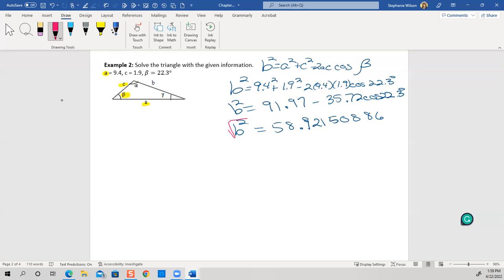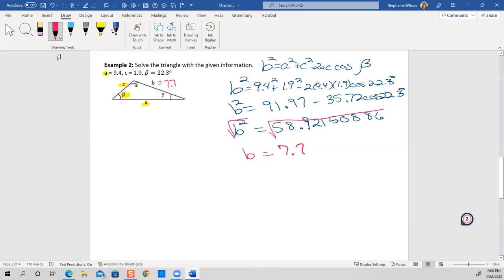So to undo a square, we're going to take the square root. Now, whenever you're talking about square roots, we get a plus or minus. However, we don't want a negative side length, right? So we're not worried about the negative of it. So now I have b is equal to the square root of 58.92150886. And I'm going to round to the nearest tenth, and it gives me 7.7. So now I know b is 7.7.